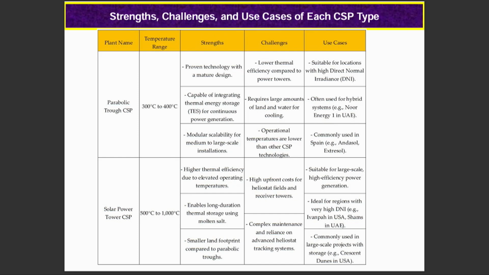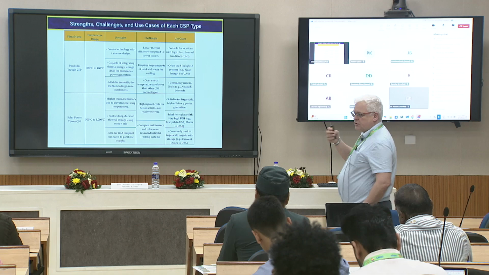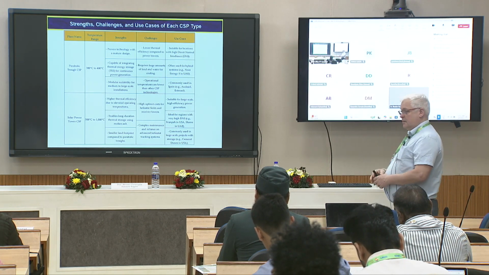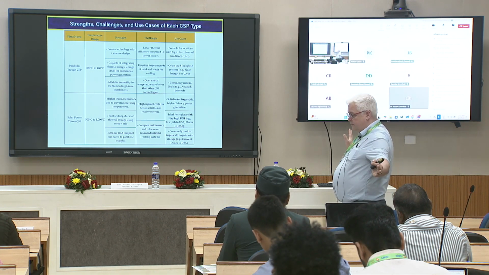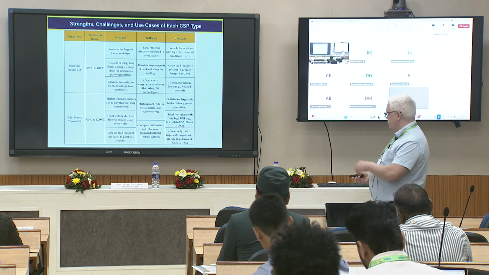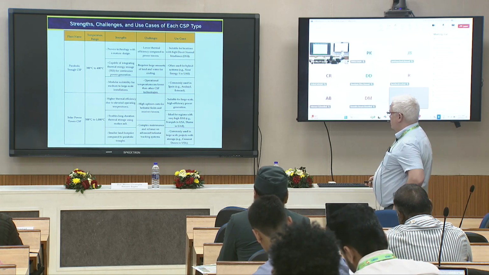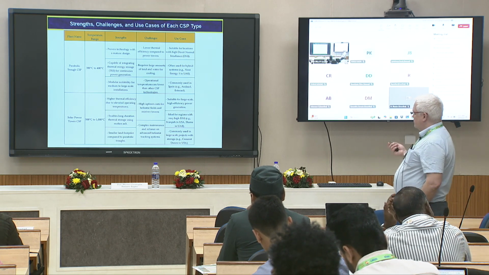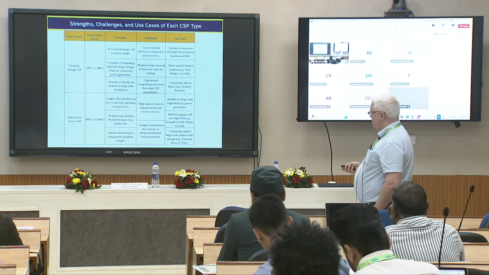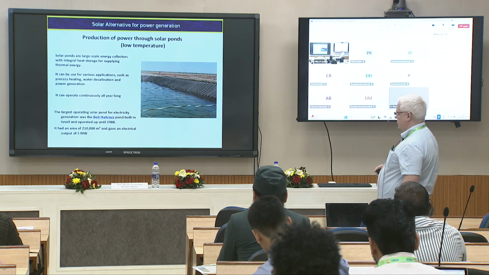Temperature range: for parabolic you can reach between 300 and 400 degrees. With a tower you can reach 1000 degrees, depending on the number of heliostats. The bigger the field of heliostats, the higher the concentration and the level of temperature. So what are the strengths and challenges for such things.